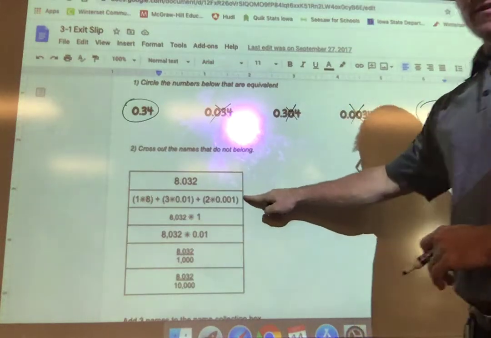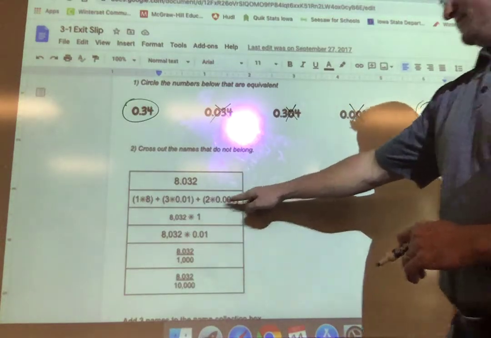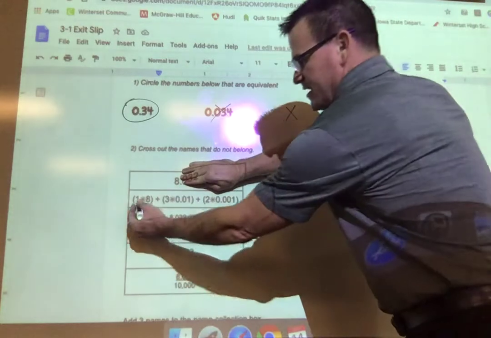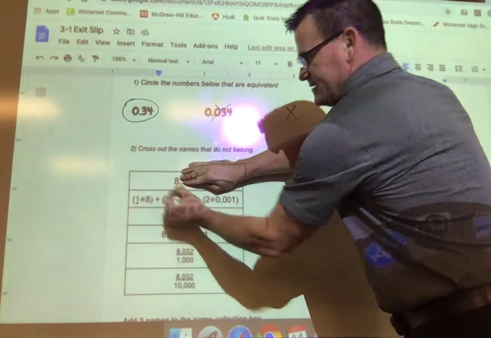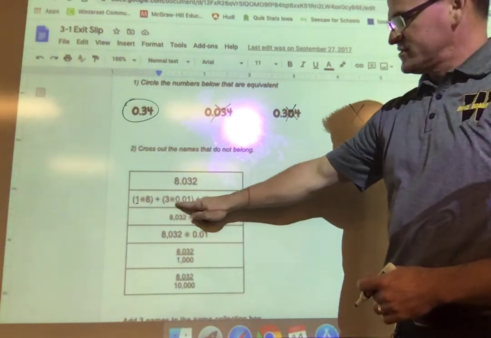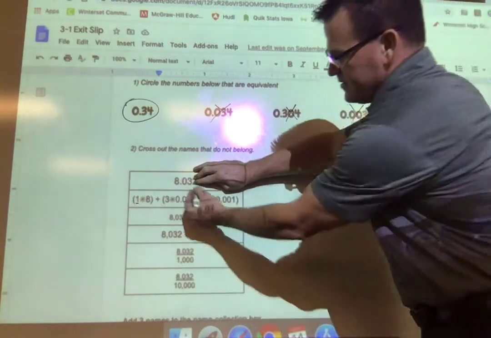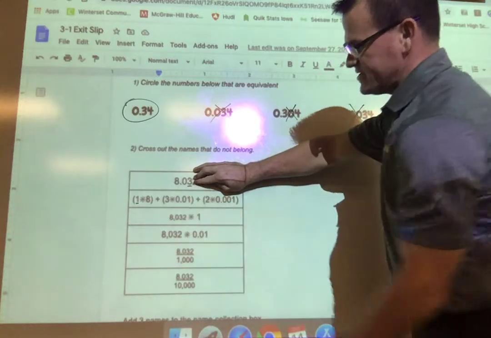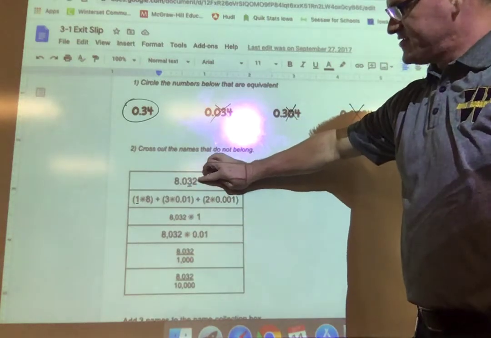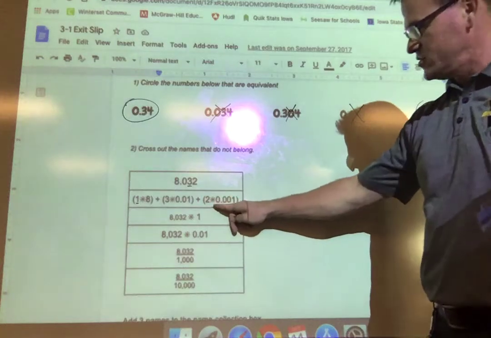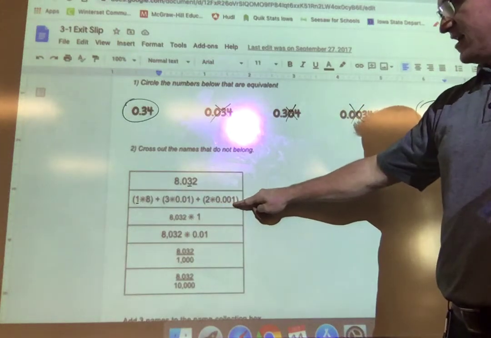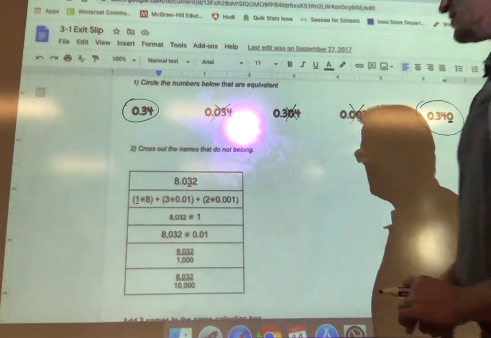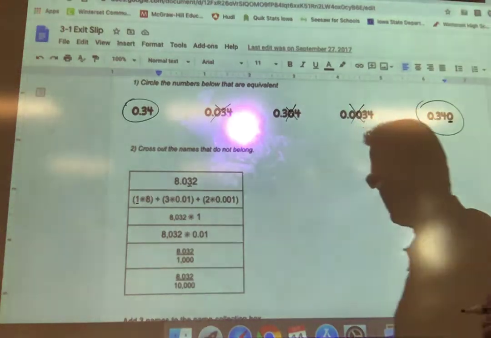So here's an example of expanded form using decimals. If I do 1 times 8, that's just telling the value of the ones column. Okay, that's the ones column. 8 times 1 is 8. This says 3 times the hundredth column. Well, when I look at my hundredth column, there is a 3 in it. So 1/100th, 3 times is 3 hundredths. And then I have 2 in the thousandths. So if I take 2 times the 1,000th column, that is what this equals. So these are all the same. So this would work. I'm not going to cross that one out.